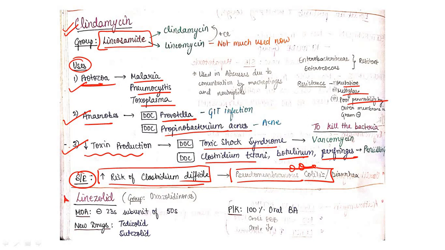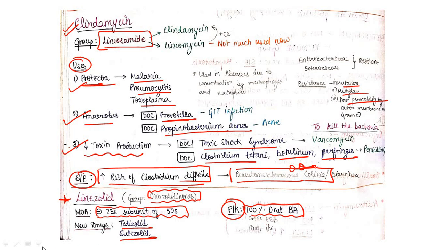Now coming to the next group, that is linezolid. It belongs to the group oxazolidinones. Remember this, linezolid comes under the group oxazolidinones. What is the mechanism of action? We have already discussed that it inhibits the 23S subunit of the 50S ribosome. Then some newer drugs have come, such as tedizolid and sutezolid. So the group is oxazolidinones, and it includes drugs such as linezolid, tedizolid and sutezolid. What are the pharmacokinetics? There is 100% oral bioavailability associated with this drug.